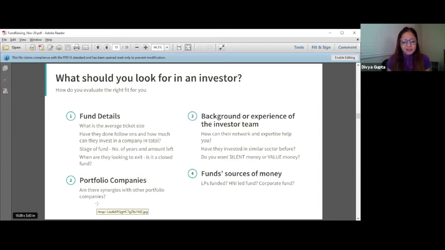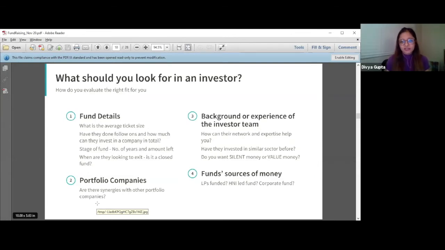Next is portfolio companies. I think going through portfolio companies of investors gives a lot of insights on how these investors invest. It makes a lot of sense to see if you have any major competitors there, or any major prospect clients or sourcing partners, etc. Are there any synergies, so on and so forth.